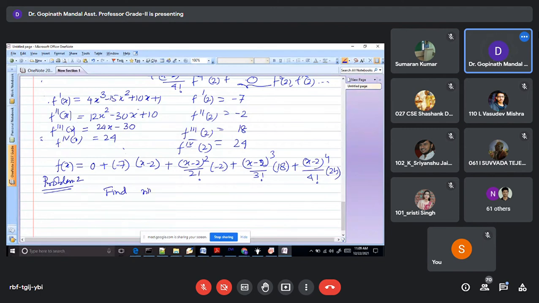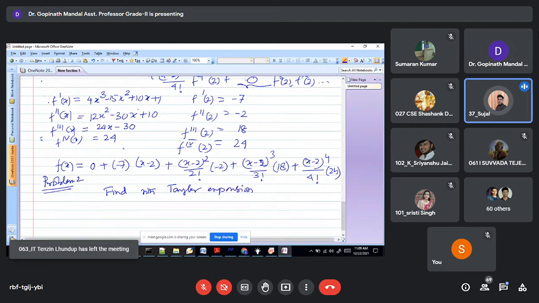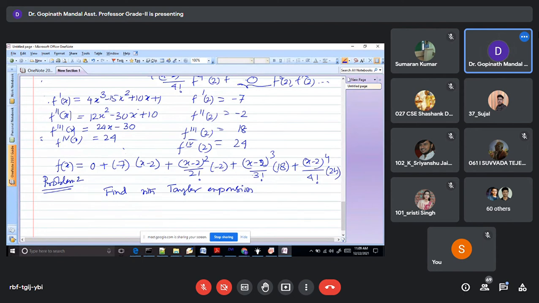Find nth Taylor expansion. Sir, in the question it is asked that we should write the answer in terms of powers of x minus 2, right? Yes. But we are getting x minus 2 times another polynomial which cannot be written in powers of x minus 2, sir. All of these are coefficients, so that is the constant.